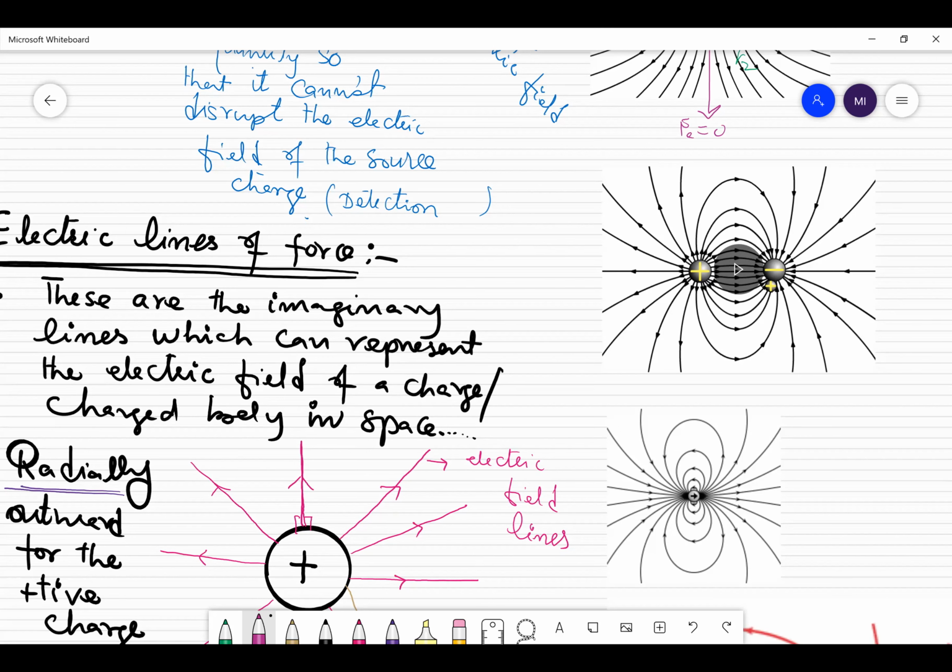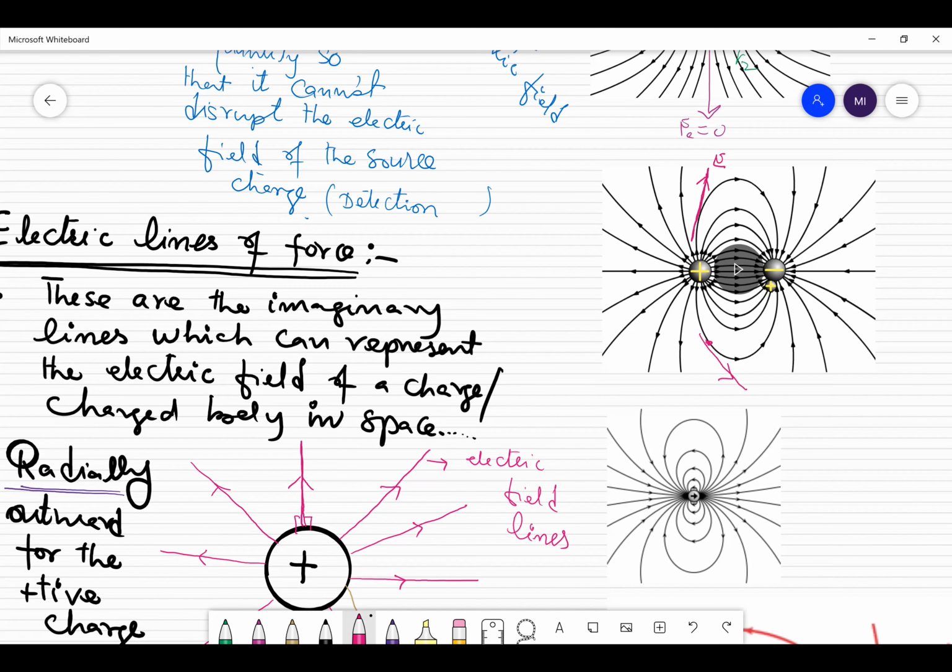And here there is no region where the field is zero, right? The field is not zero anywhere in this region. Is it clear? They both attract each other here. One thing I would like to tell you is that the direction of the electric field intensity is different at different points. It is drawn by using a tangent line. Here the direction of the electric field E is this one.